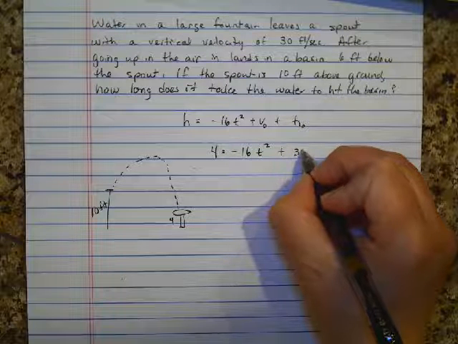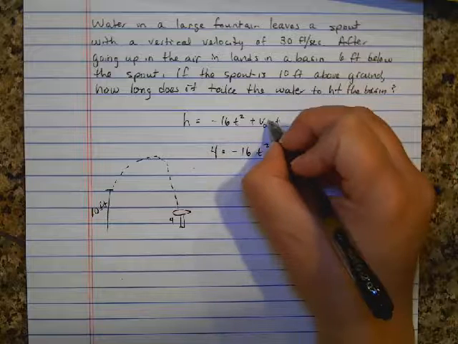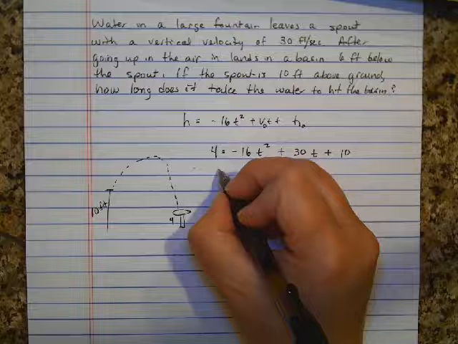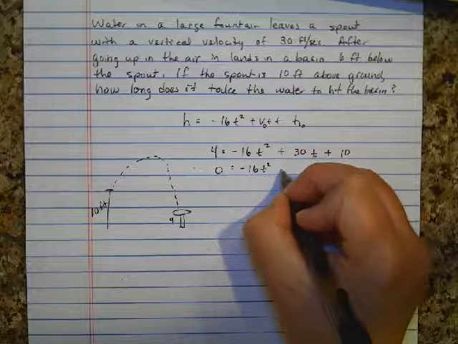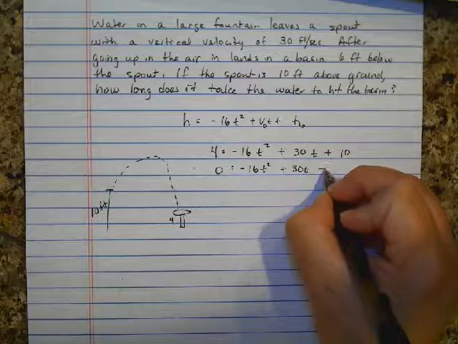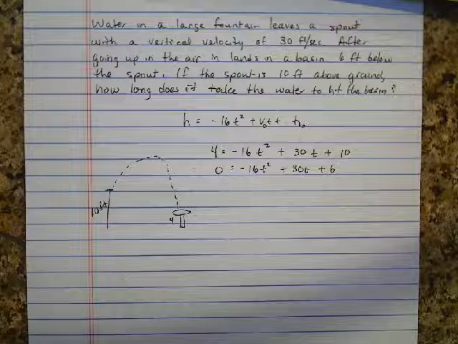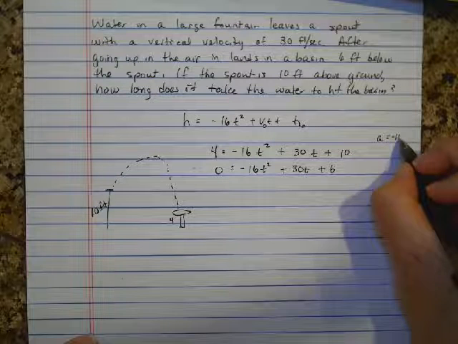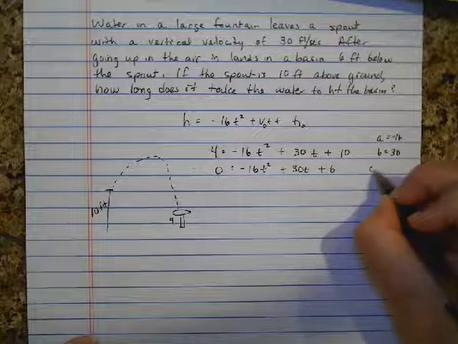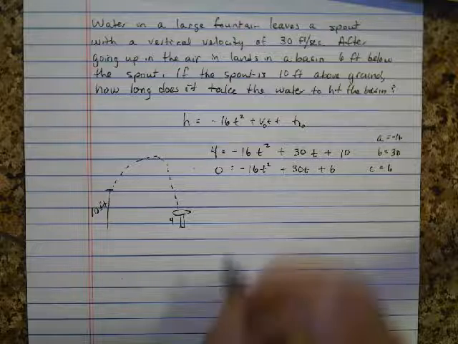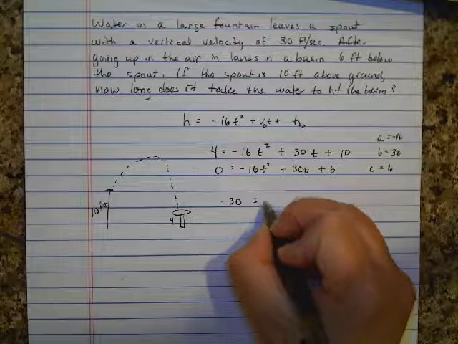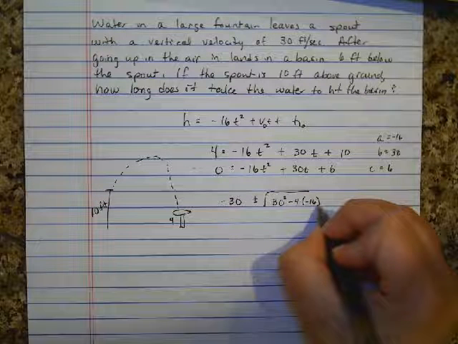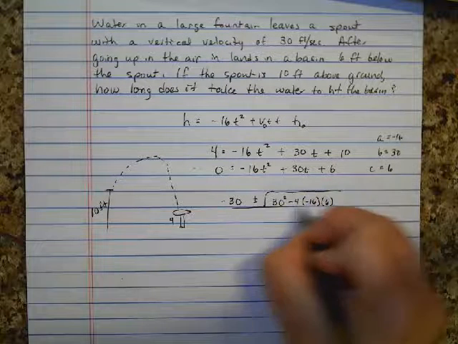And the velocity is 30, plus the initial height, which was 10. So when I set it equal to 0, I'm going to have negative 16t squared plus 30t plus 6. So in this case, A is going to be negative 16, B is going to be 30, and C is going to be 6. So I've got the opposite of 30 plus or minus the square root of 30 squared minus 4 times A times C, over 2 times A.